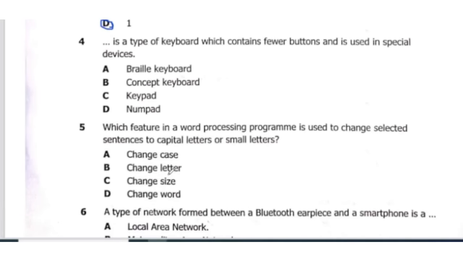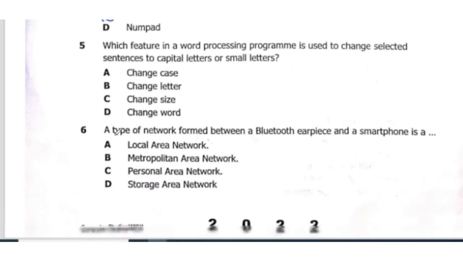Dash is a type of keyboard which contains fewer buttons and is used in special devices. So the correct answer is C, which is keypad. Keypad is the correct answer there. Okay, we come to question number 5.